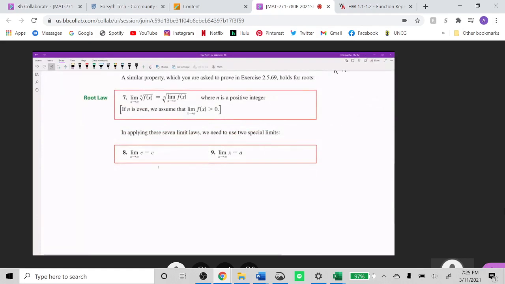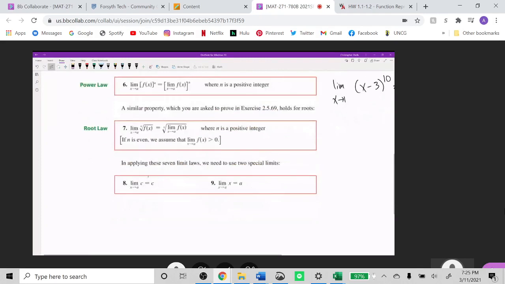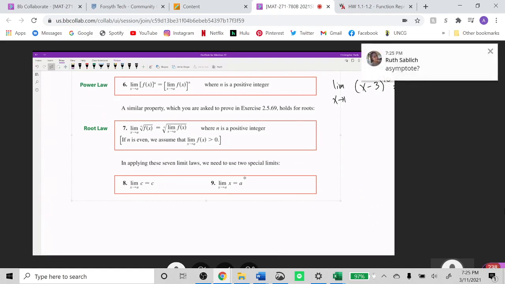We also have these two special limits. The limit of a constant as x approaches a is just that constant, right? Because the constant function attains the same value everywhere on its graph. And the limit of x as x approaches a is just equal to a. Do these final two, 8 and 9, make sense?